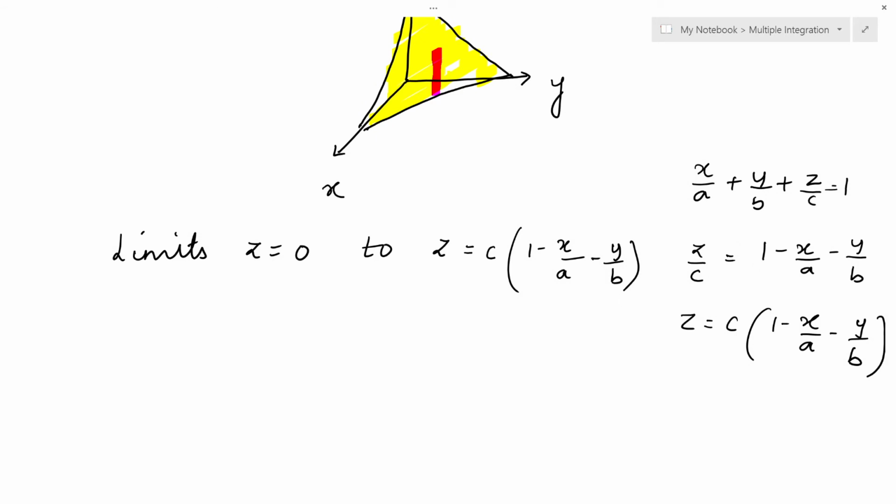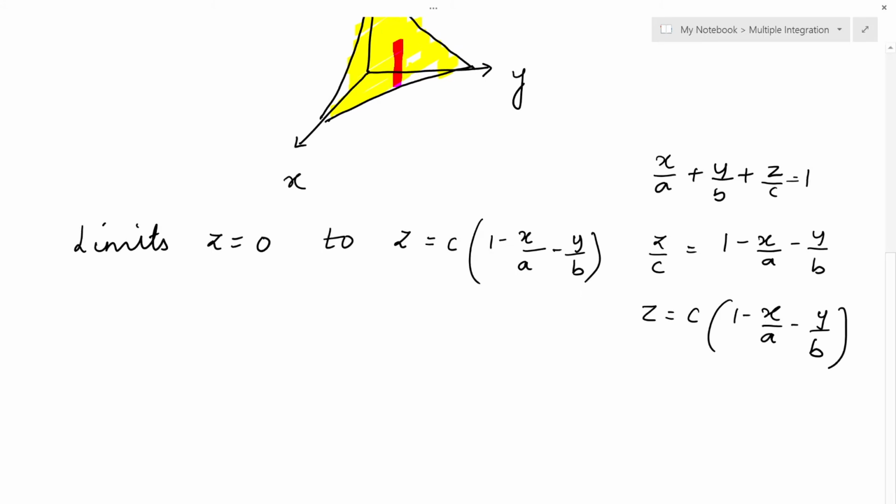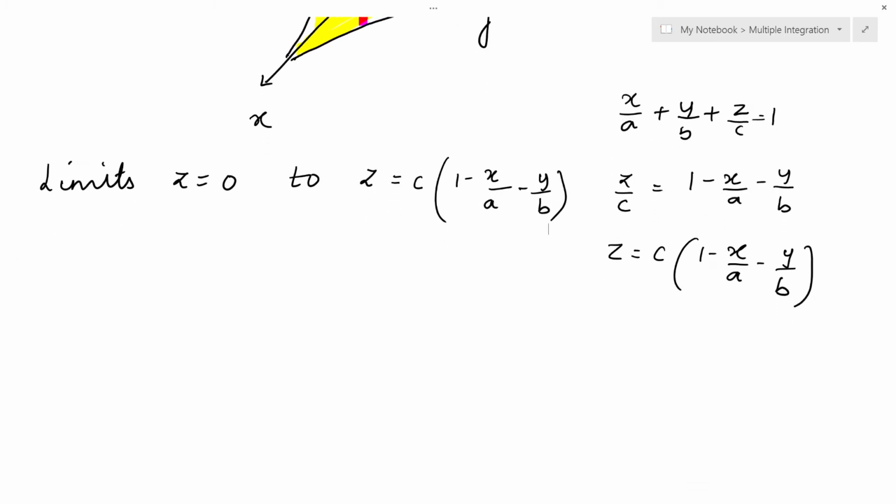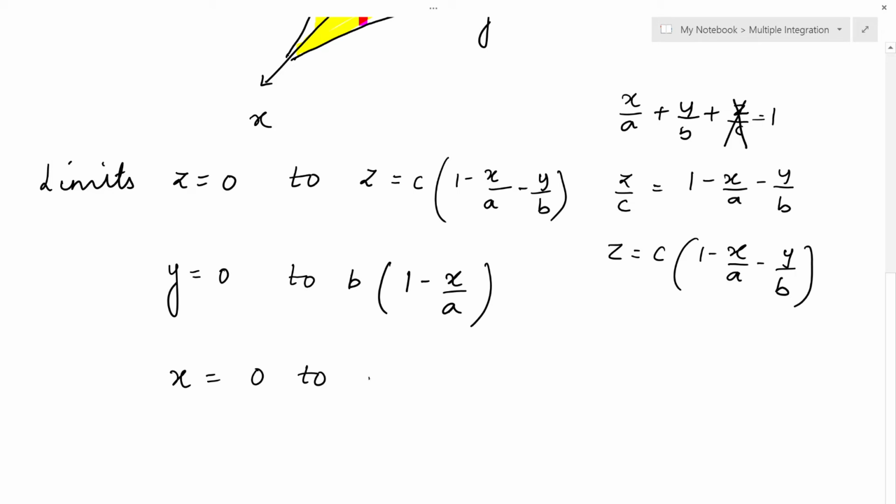So now the region will be converted into two-dimensional. If we look at this two-dimensional region, it will be a vertical strip which will terminate on the line x/a + y/b = 1. So in the same figure, z is eliminated, and the line is x/a + y/b = 1. So the limits will be y from 0 to b into 1 minus x/a. And lastly, x is simple. It is 0 to a.